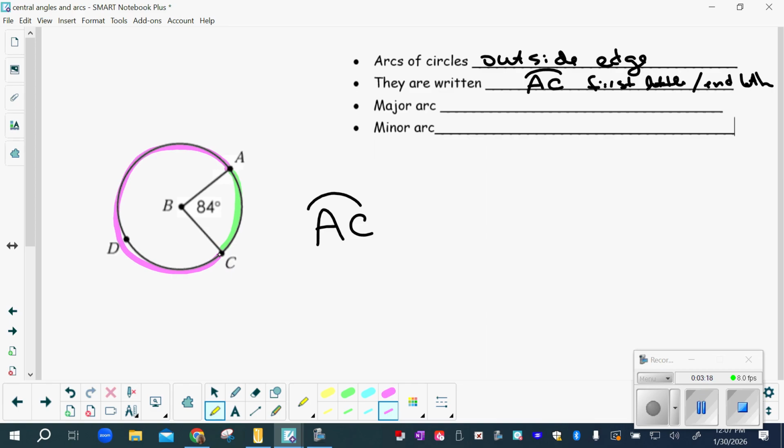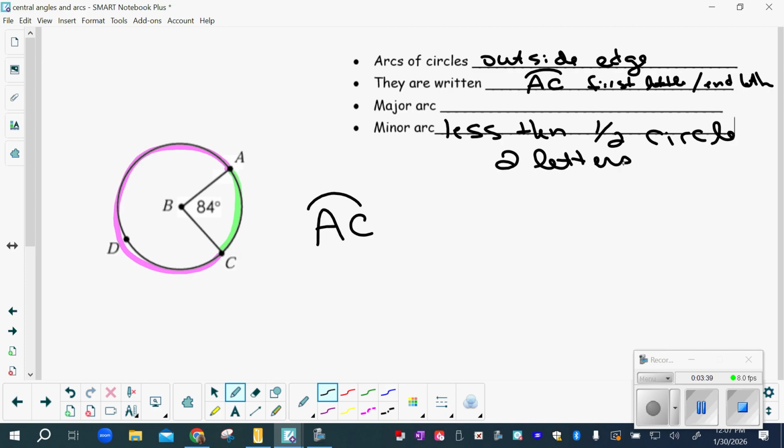If it is a little arc, and what I mean by little, or minor, is less than half a circle, you're going to write it right here: less than half a circle. If it is less than half a circle, you only have to use 2 letters. If it is more than half a circle, we use 3 letters. Does that make sense? So the green one is less than half, so we go A and C.